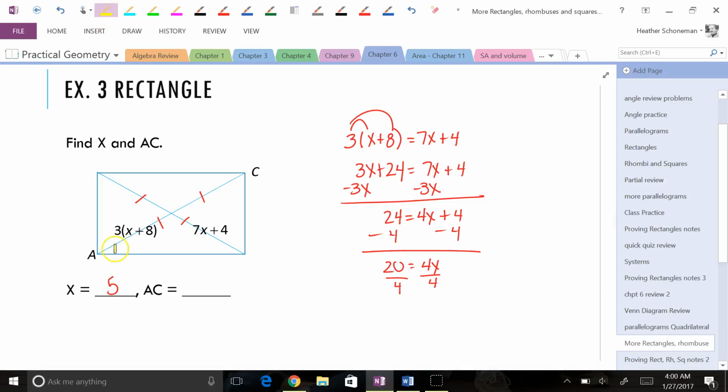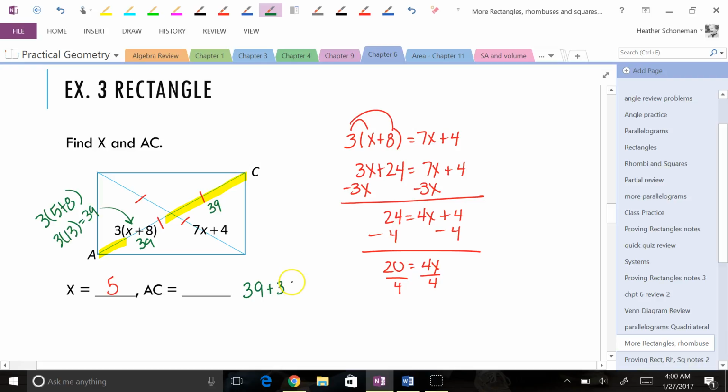Now it wants to know how long AC is, and AC is this whole segment. And just like that first problem, you can't say it's 5 plus 5. That's just what x is. You have to plug in 5 right here. So this is going to be 3 times 5 plus 8. Well, 5 plus 8 is 13, so this is 3 times 13, which should be 39. Which means this segment is 39, and this segment is 39. Right? So then to get AC, we're going to add the two things together, and we get 78.